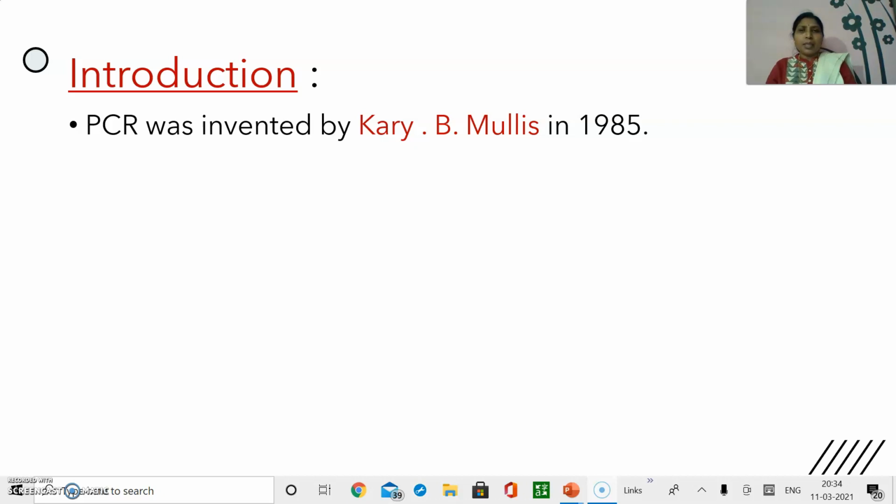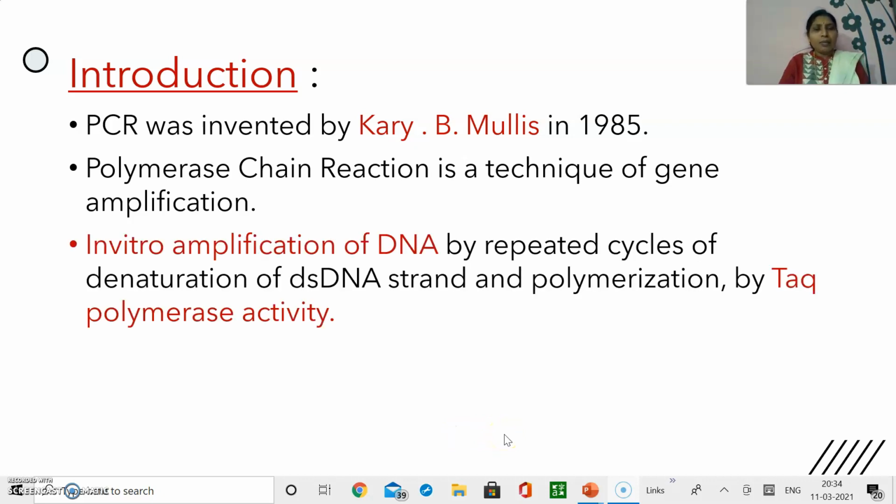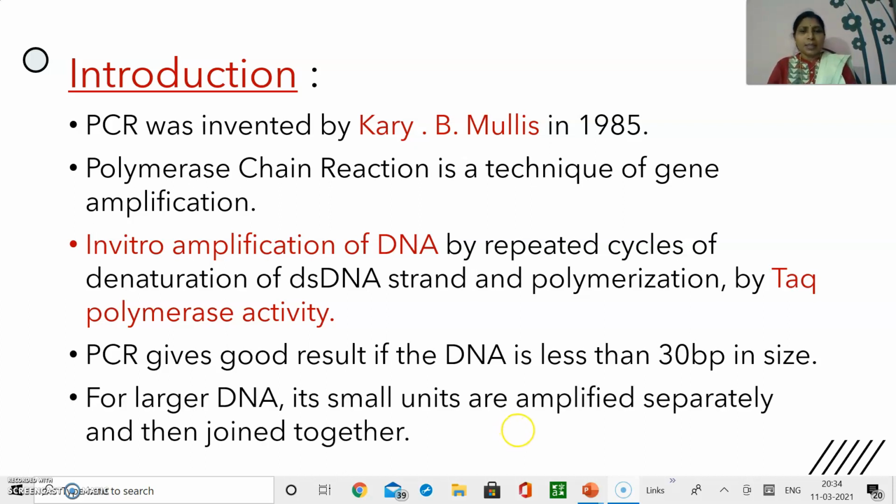So, coming to the introduction, PCR was invented by Kary B. Mullis in 1985. PCR stands for Polymerase Chain Reaction. It is a technique of gene amplification. This in vitro amplification of a DNA is done by repeated cycles of denaturation of the double-stranded DNA and the polymerization by the Taq polymerases. PCR gives a good result if the DNA is less than 30 base pairs in size. For a larger DNA molecule, it should be cut into small pieces and amplified separately and then joined together.